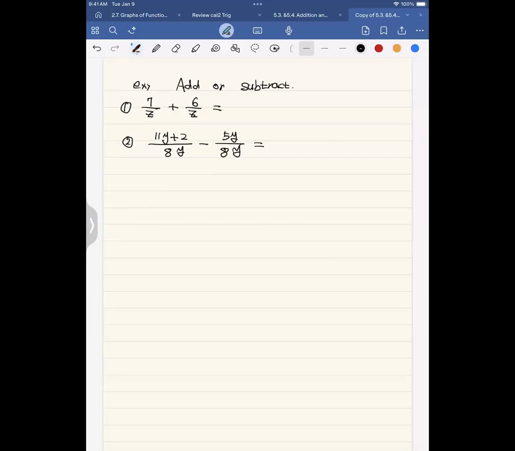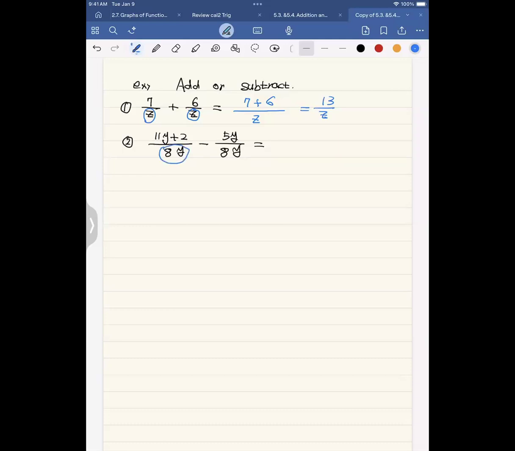Add or subtract. The first problem is 7 over z plus 6 over z. The two fractions' denominators are the same, so we can just extend the middle horizontal line and keep the denominator the same, and we just add the numerators, then it'll be 13 over z.